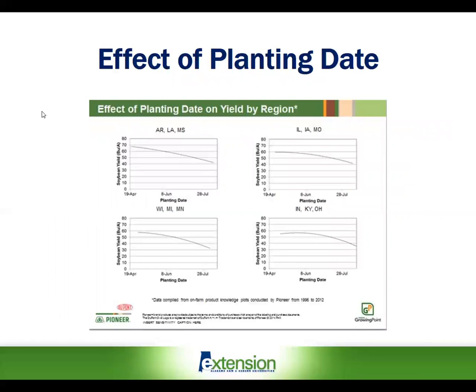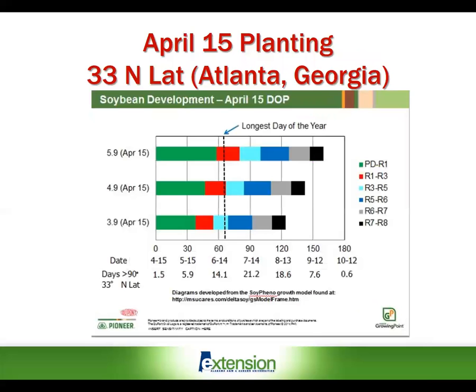If you look at the data, we don't have any from Alabama, so we're going to take data from a similar latitude. If you look at your yield potential, when you look at the middle of April, you're going to continually have less yield potential as you get into May and into June. So definitely the yield potential favors the earlier planting.